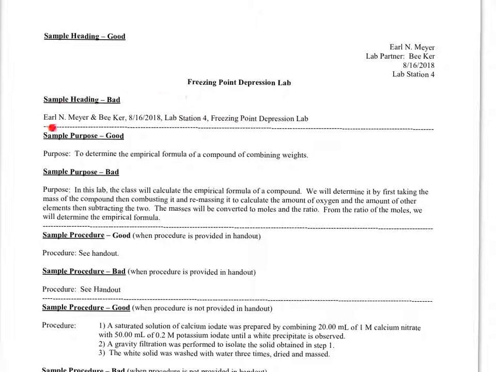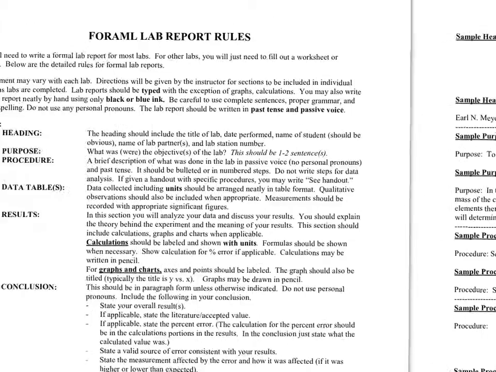This is a bad heading, not because it's all in one line. That is fine if you do it all in one line, but because I can't tell who is the person who wrote it because there's 2 names there. So that would be the bad part. I would also separate the title of the lab, on the next line or something like that. All right, so that was the heading. Let's take a look at the next part.